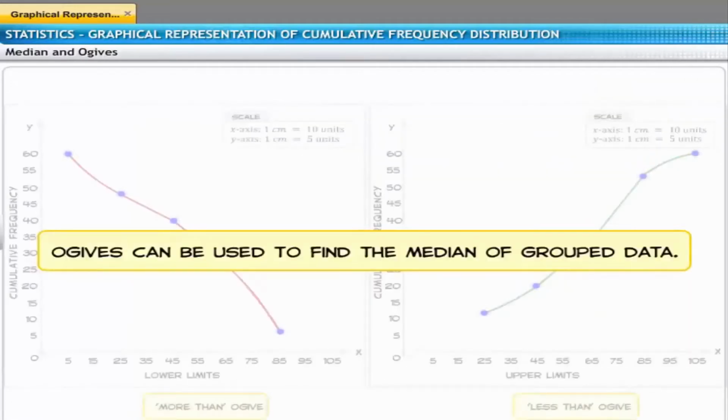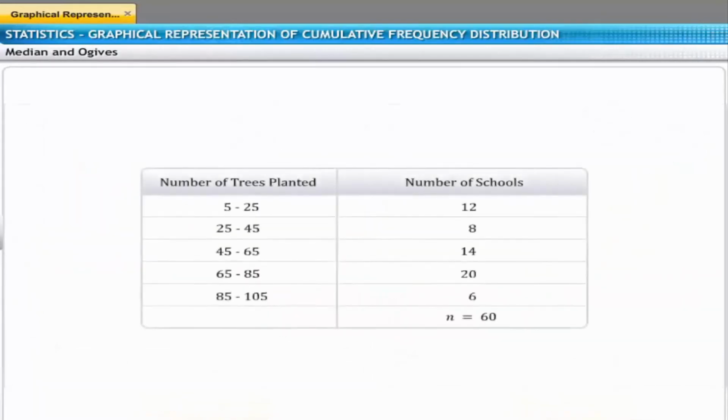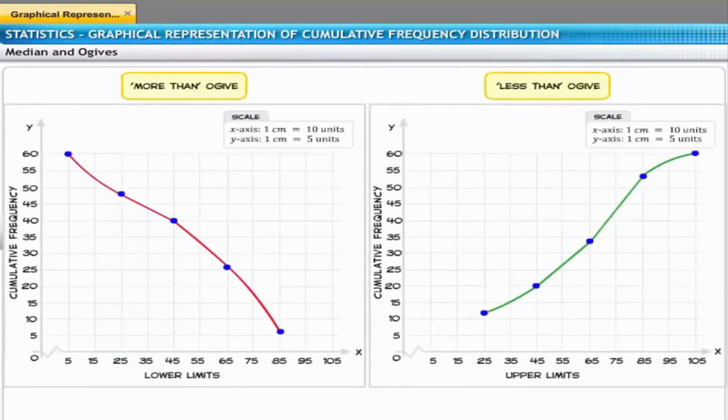Ogives can also be used to find the median of grouped data. Let's see how this is done. From this table, we can see that the total number of observations, the value of n for this data, is 60. So n by 2 is equal to 30. Now, let's locate the value of n by 2 on the y-axis.